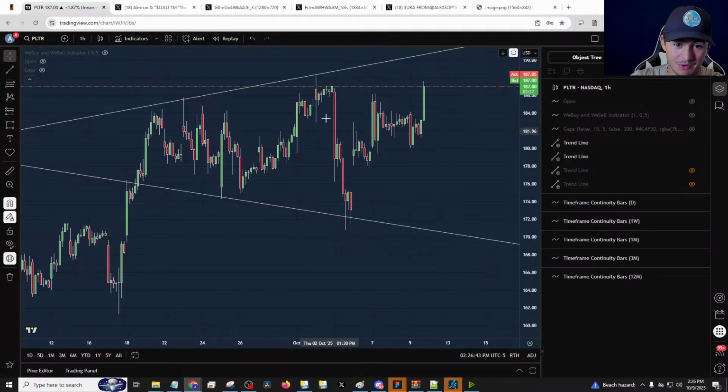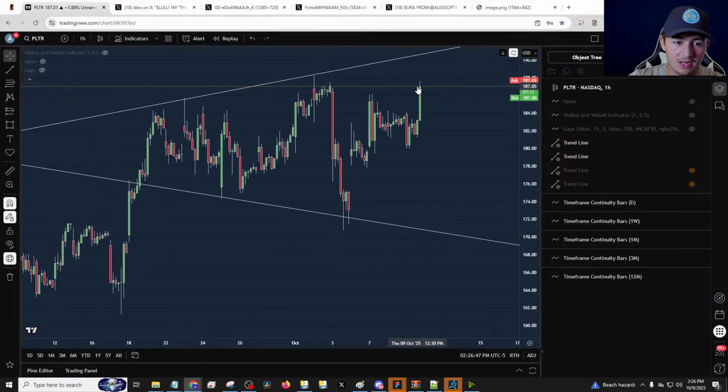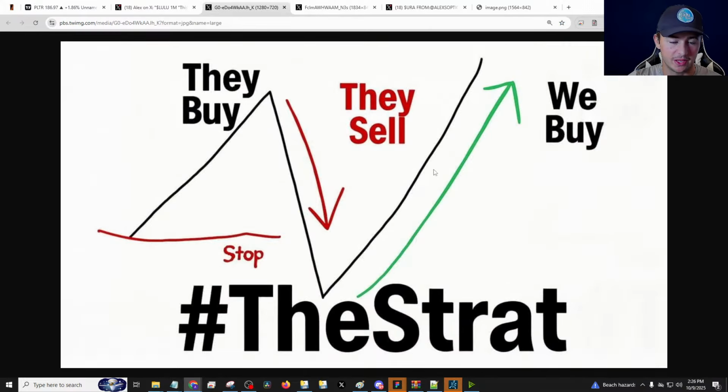We can, and we prefer to do that because we get much better risk reward, but we don't have to trade all the stuff before it. We just need this one trade here. And that's going to dive into the first thing. This is something we coined recently, but it's called this. They buy, so it goes up, they sell, and then we buy.